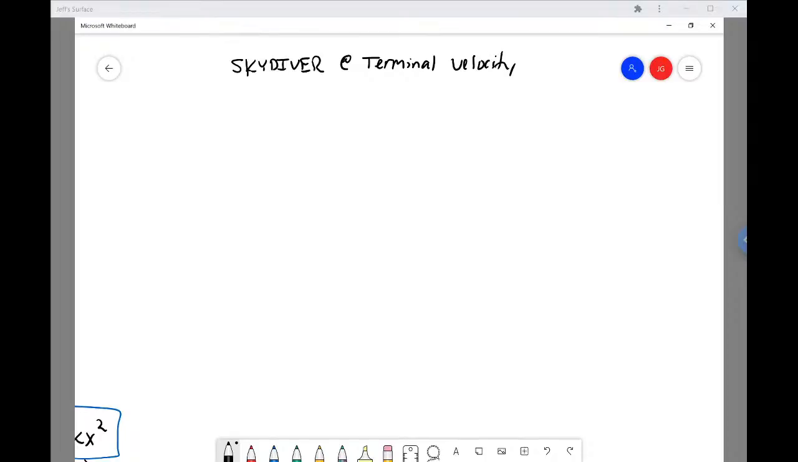Okay, and so here's the skydiver. Sorry, all I can draw is stick figures. That was supposed to be the parachute. Let's try that again. I'm horrible.